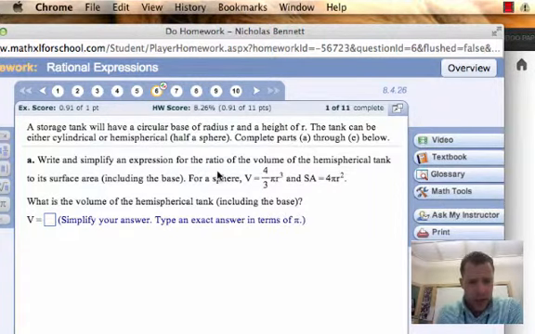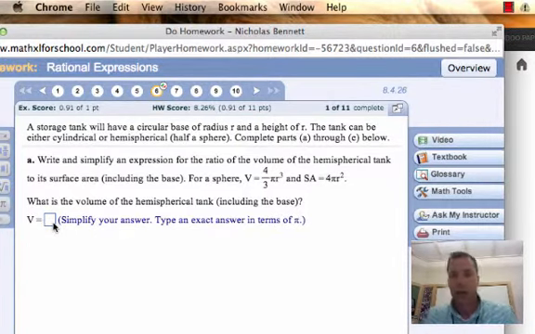So, first mistake we might make here: it says find the ratio of the volume of the hemispherical tank to its surface area. So the first two things we actually have to do is find the volume of the hemispherical tank, then its surface area. These two equations, those are not it. So that might be your first little issue that you guys have.